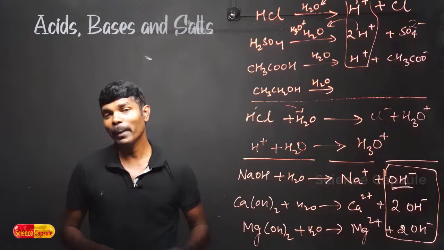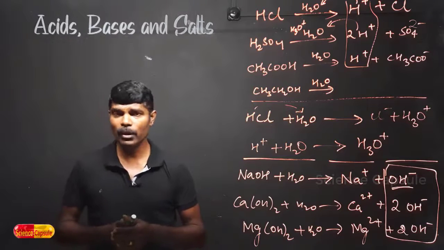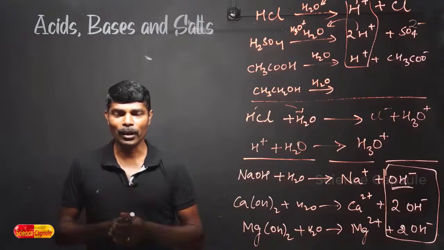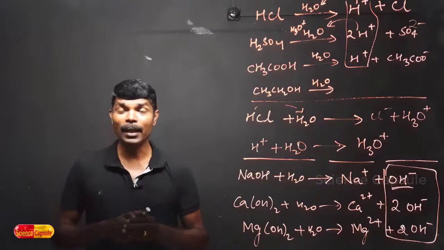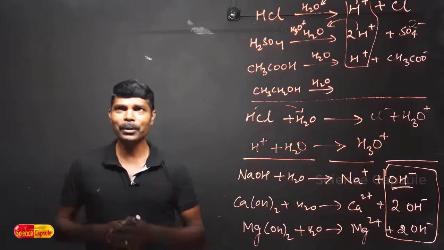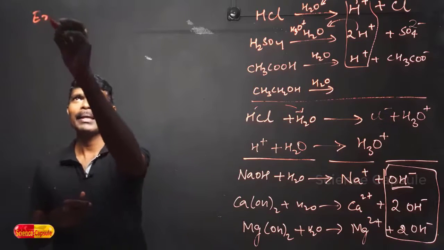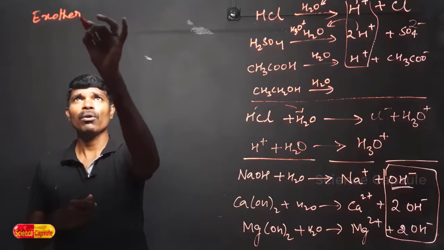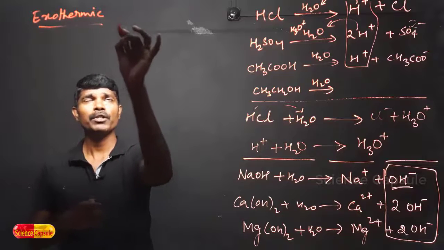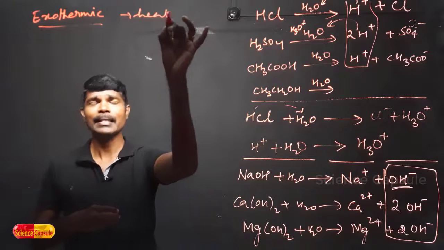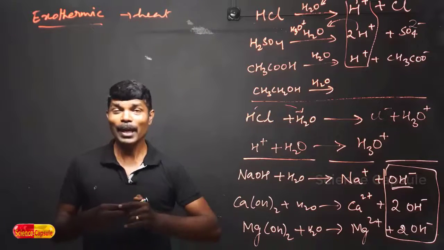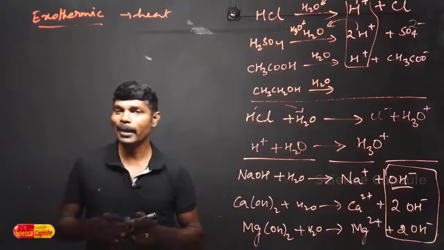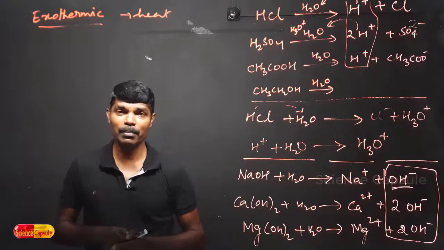Now, in order to make any acid dilute, what we need to do? We have to add water, and this process is highly exothermic. What is exothermic? Here, exothermic means it liberates a large amount of heat. So the reaction which produces heat, we call it exothermic, right? So the dilution of acid is an exothermic process, so care must be taken.